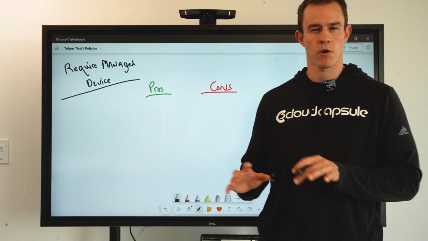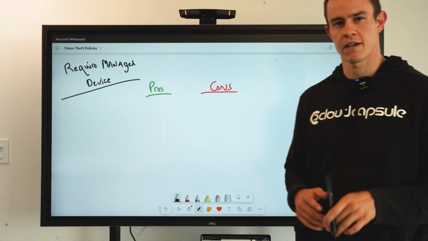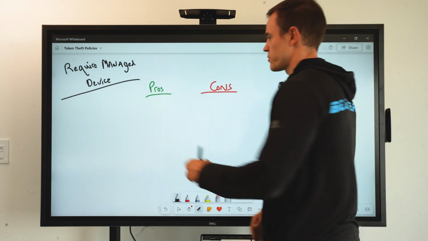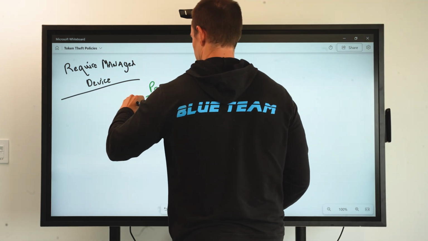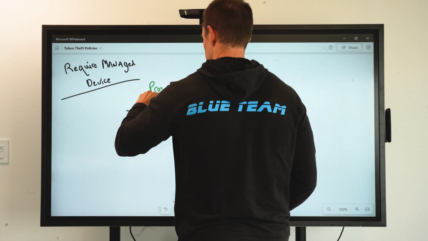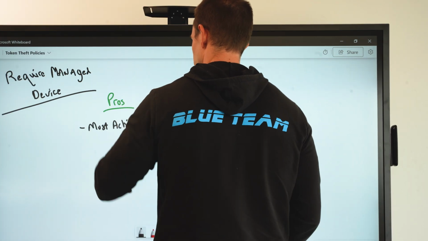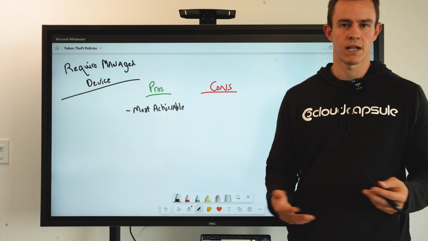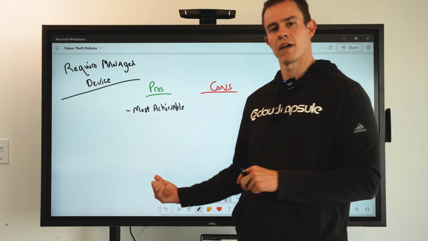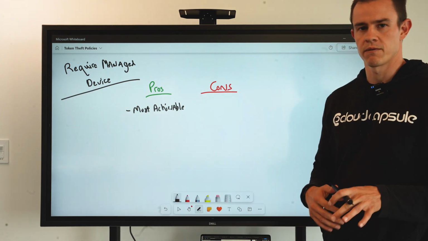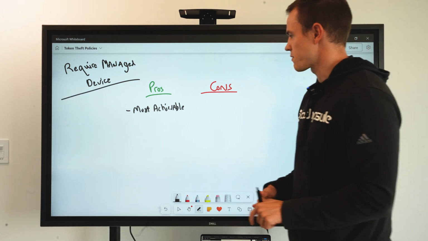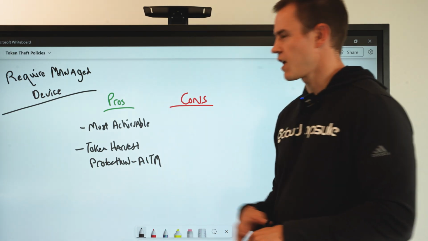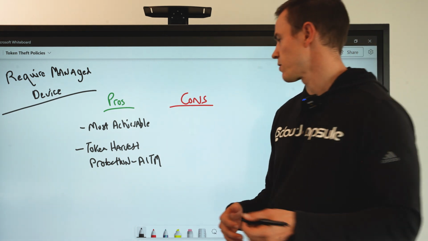So with each one of these, I want to give you the quick pros and cons just so you understand how this might work within your organization or the organizations that you manage. The pro I was mentioning earlier is that this one is probably the most achievable, since in most of our cases we're already managing devices today. Let's get this policy pushed out so that it enforces that for our users and starts to get protection in for token harvesting through the most common method we're seeing today, which is the adversary in the middle attack.